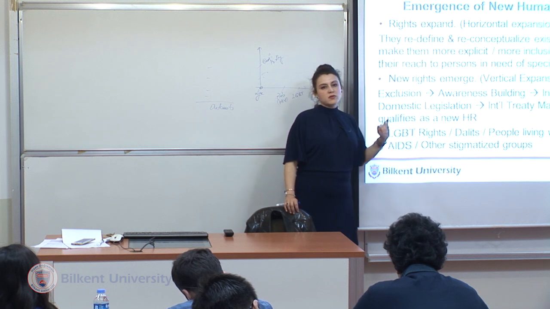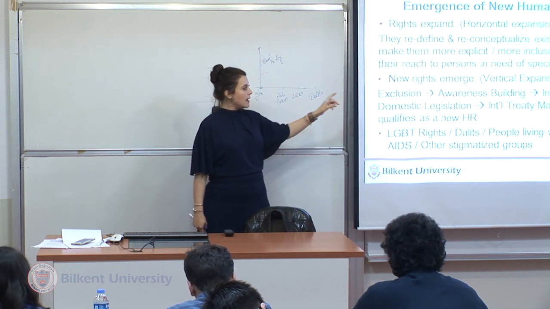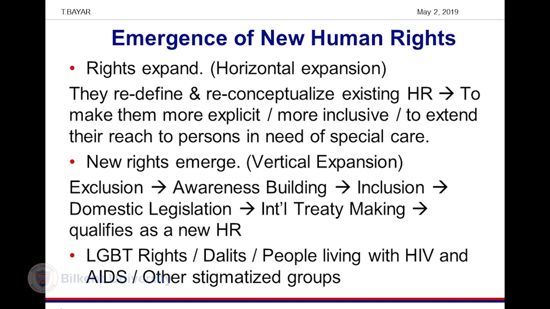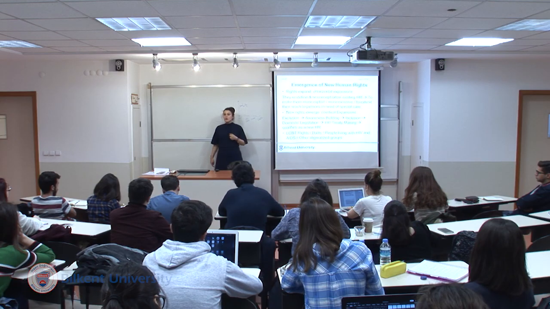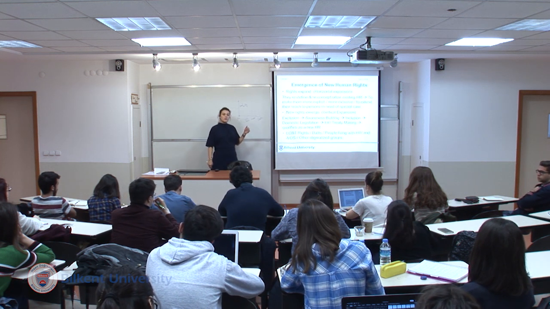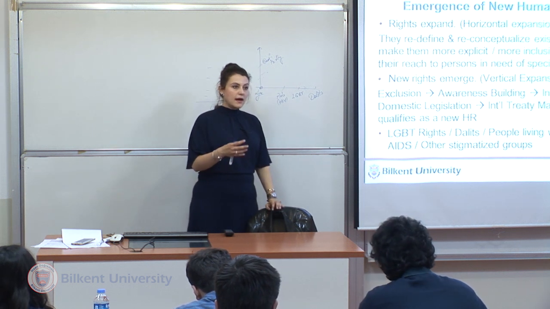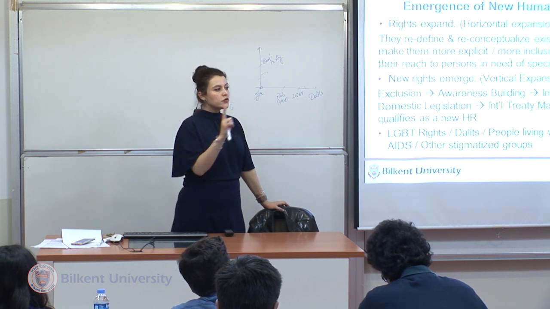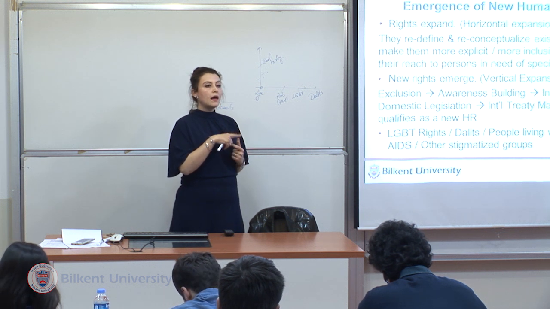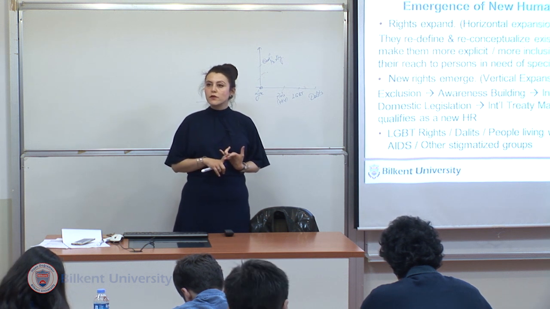After awareness building, inclusion starts. For instance, HIV positive people were excluded. But as a result of the awareness building activities of NGOs, people have learned that actually only blood contact or sexual contact can bring contamination. Social contact should not be a right that is deprived of them. So HIV positive people were included in educational life and working life after awareness building. So the first three steps are first exclusion, awareness building, and then inclusion. Still, inclusion is not sufficient for the birth of a new right.